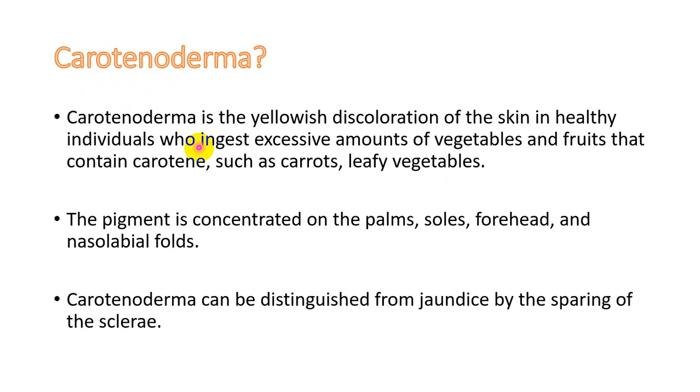This is first. Second, in carotenoderma, the pigmentation is usually concentrated on the palms and soles, forehead and nasolabial folds, while other parts of the skin are spared. While in patients with jaundice, the discoloration is diffuse all over the body. Finally, a history of excessive ingestion of certain vegetables and fruits is suggestive of carotenoderma.